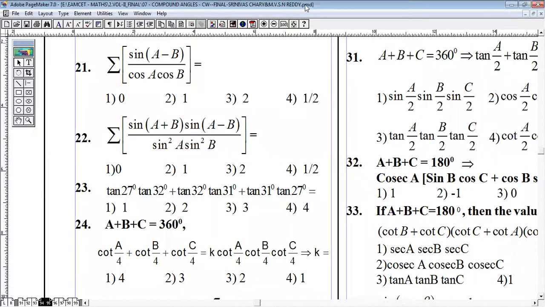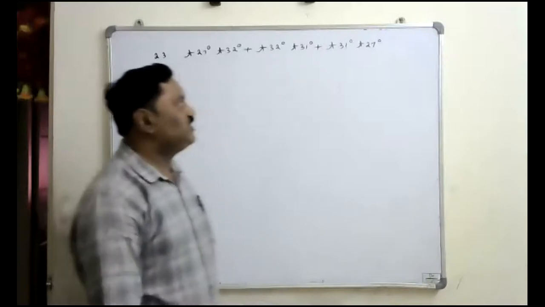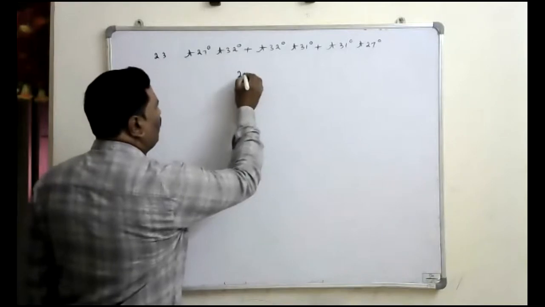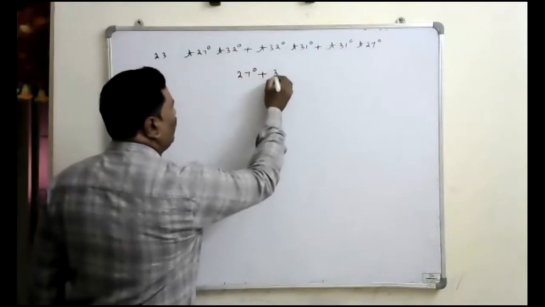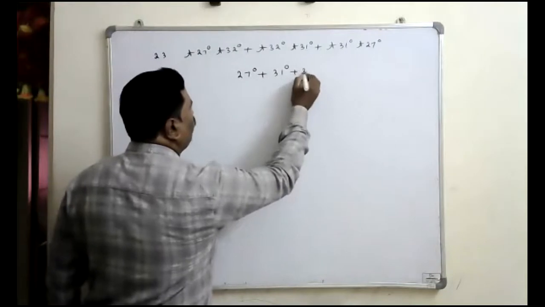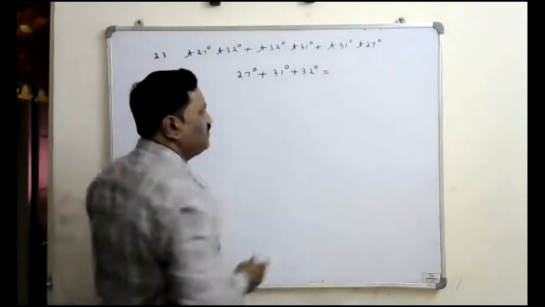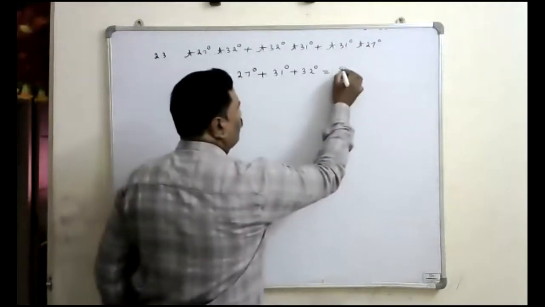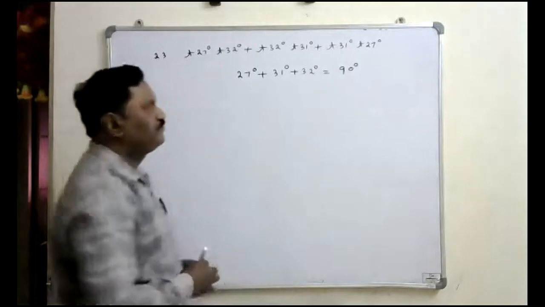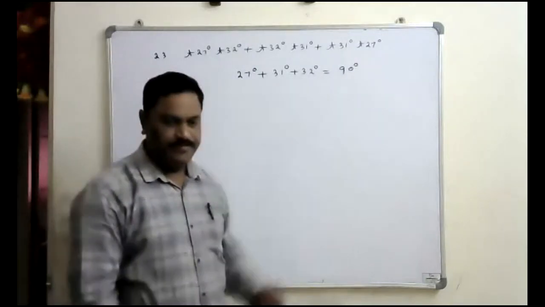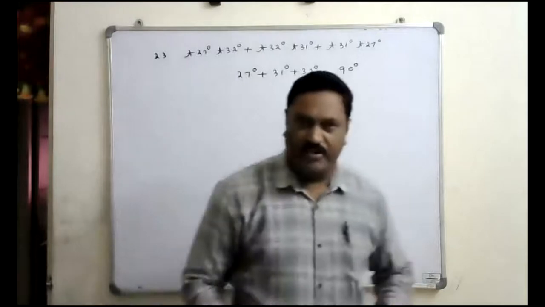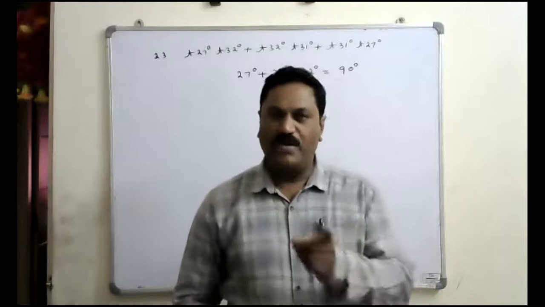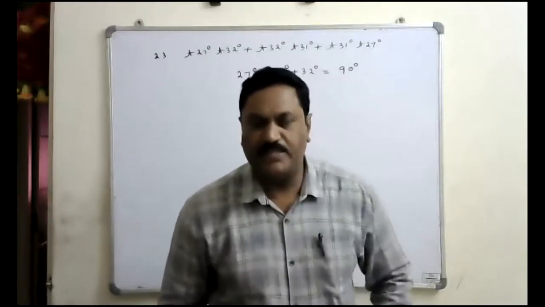To find this value, here also observe the angles. Here the angles are 27 degrees one angle, plus 31 degrees another angle, plus 32 degrees the third angle. What is the sum of these three angles? 90 degrees. So I have given you the result that if A plus B plus C is equal to pi by 2 or an odd multiple of pi by 2, then what is the result in terms of the tan?